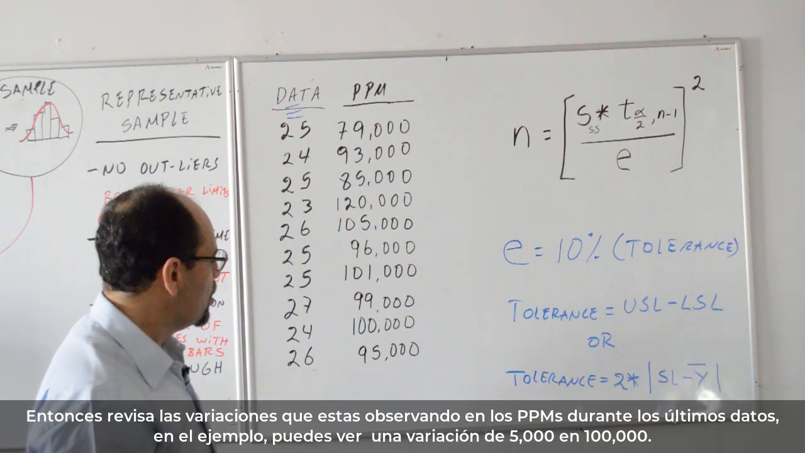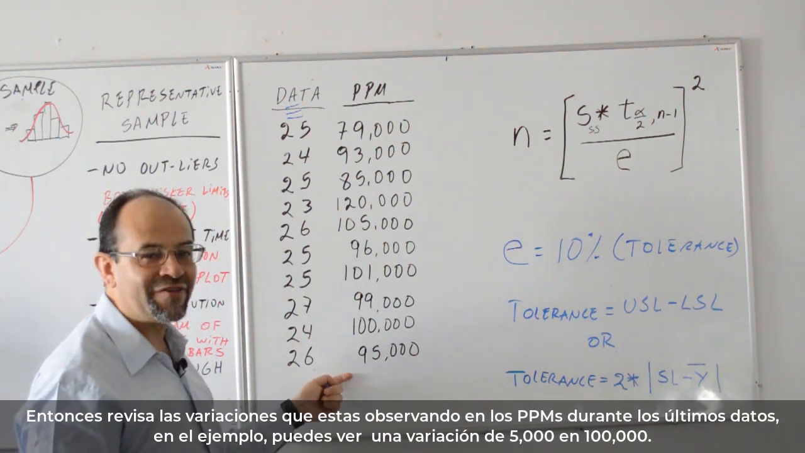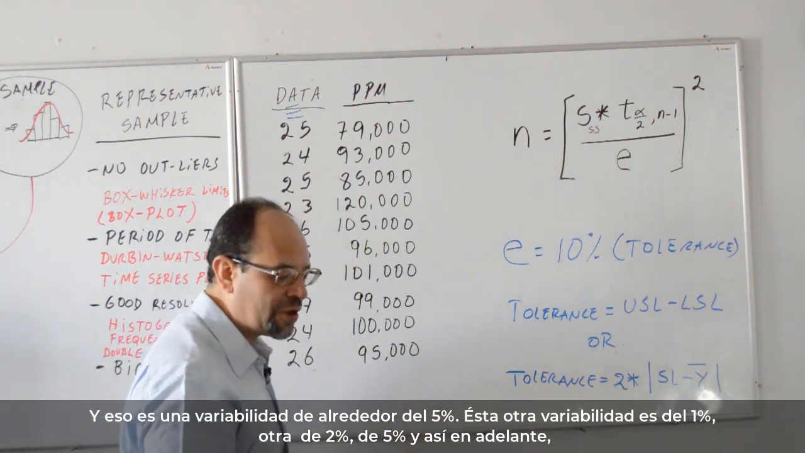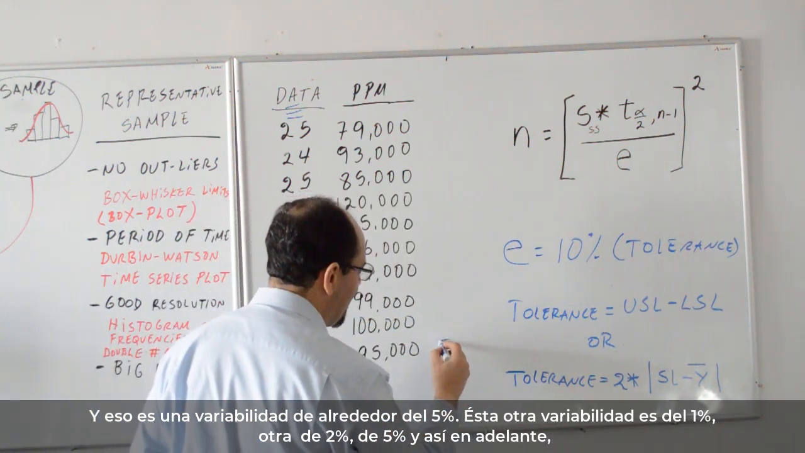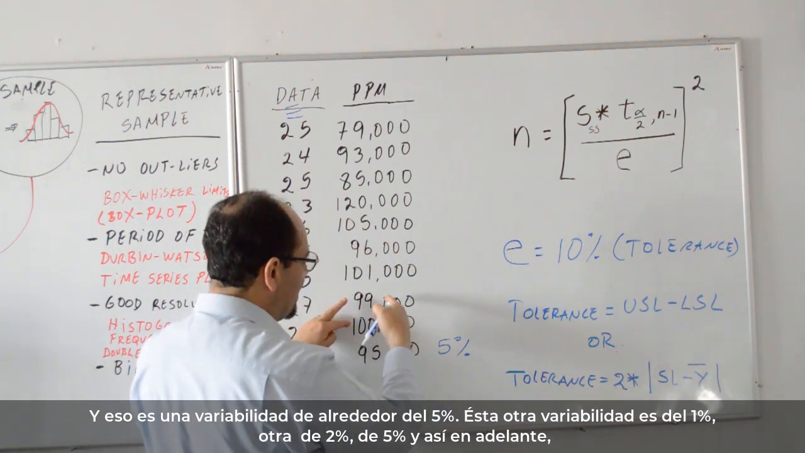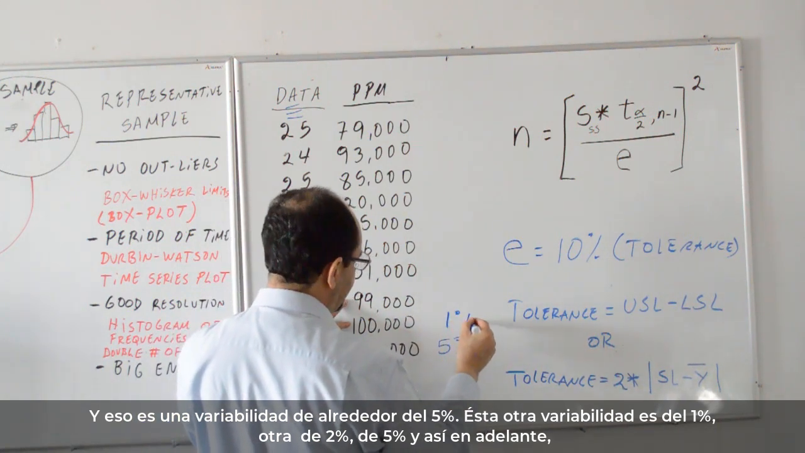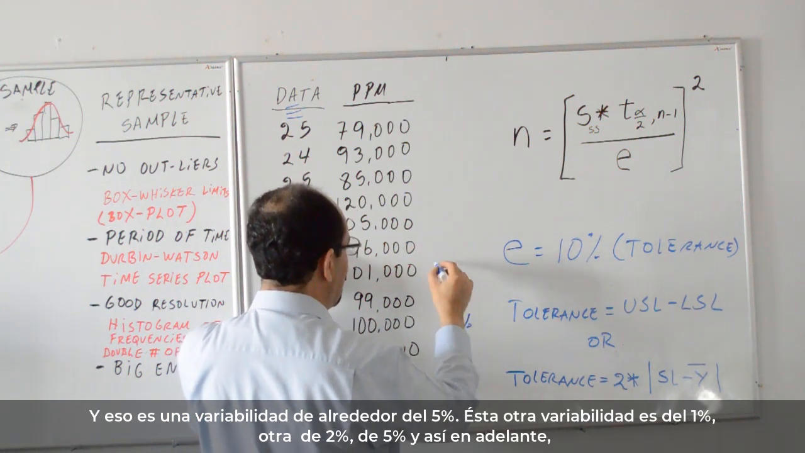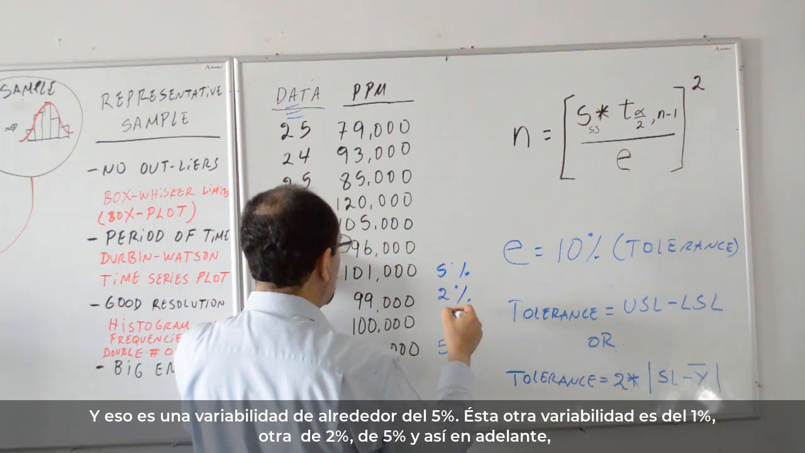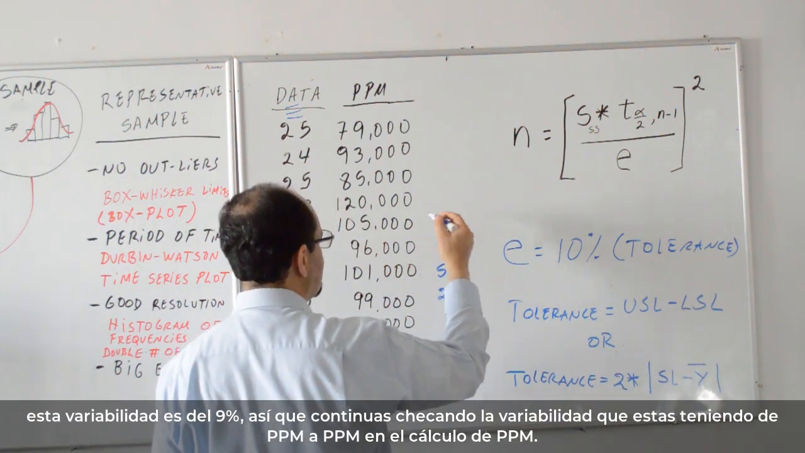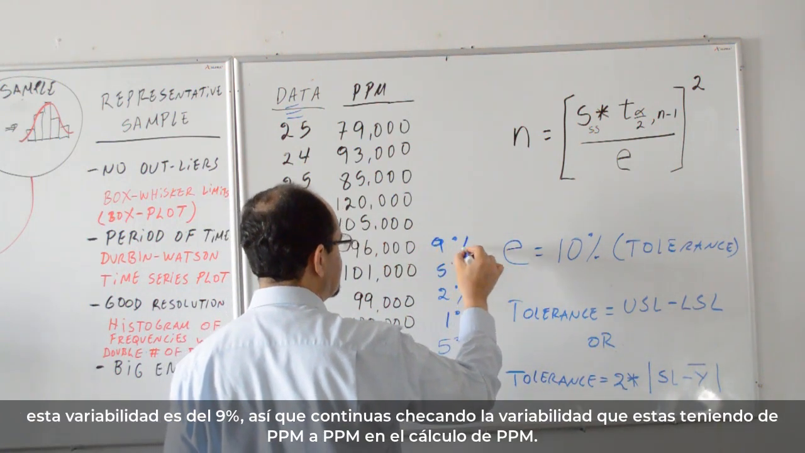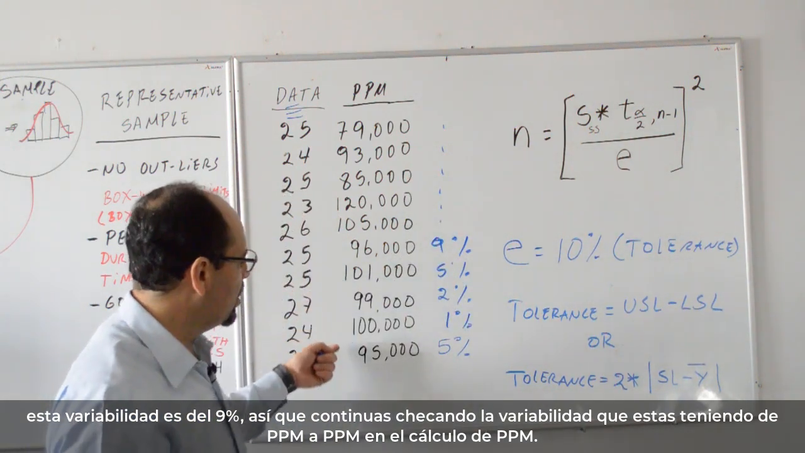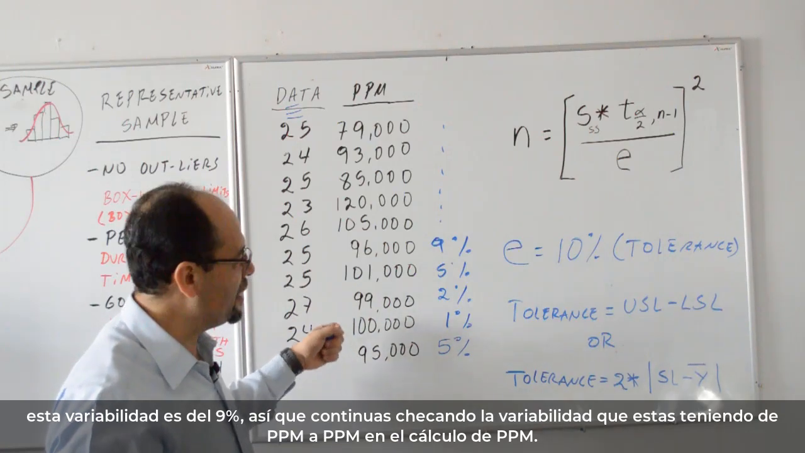And take a look at the variation that you are observing during the last few numbers. For instance, we can see a variation of 5,000 out of 100,000, so that is a variability of about 5%. This variability is about 1%. This variability is about 2%. This variability is about 5% again, and so on. This variability is about, I don't know, 9%, for instance, and so on. So you will continue checking the variability that you are having from ppm to ppm calculation.